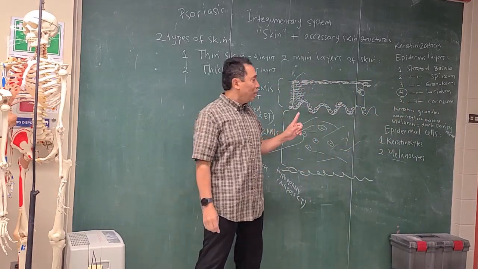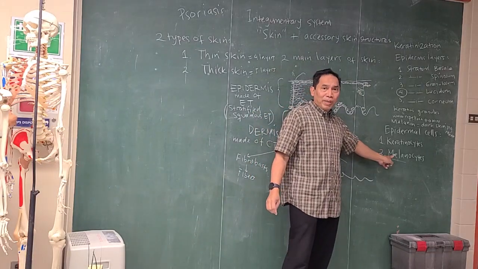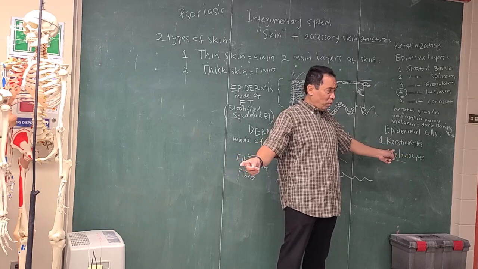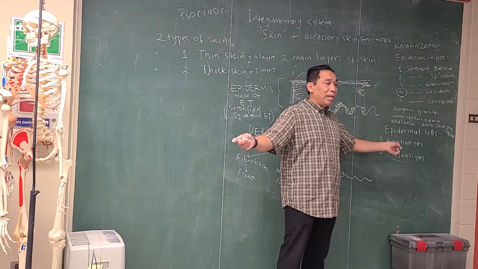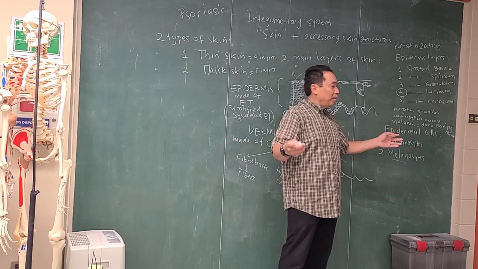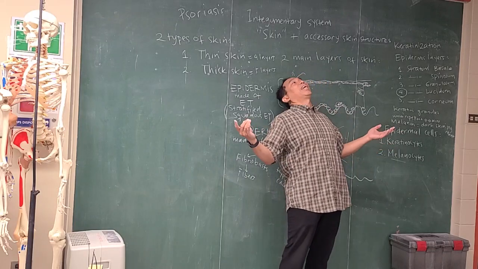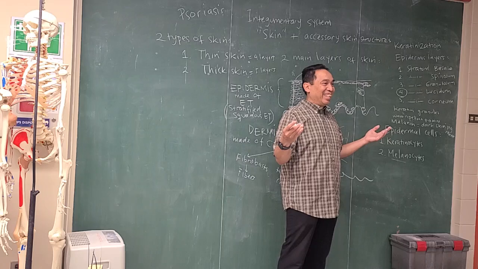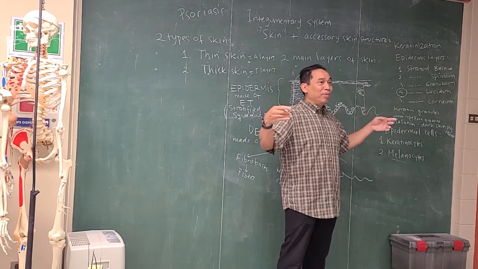It's produced by which cell? Melanocyte. And just for information, everybody has the same number of melanocytes. It doesn't matter whether you're white or darker skinned, the number of melanocytes is the same. What is the difference? The production. And the production is increased by light. Therefore, if you are tanning under a tanning bed, what happens with your skin? Darker, right? Because more melanin will be produced.